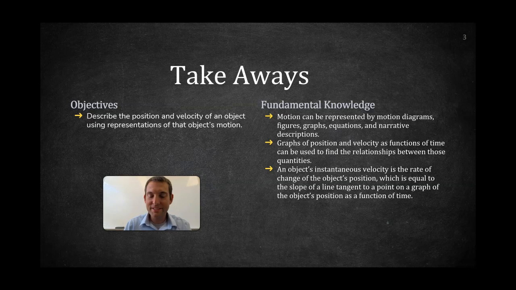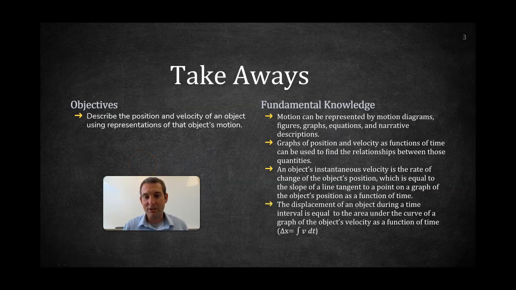And an object's instantaneous velocity is the rate of change of the object's position, which is equal to the slope of a line tangent to a point on the graph of the object's position as a function of time. The displacement of an object during a time interval is equal to the area under the curve of a graph of the object's velocity as a function of time. For the calculus students out there, you'll recognize our displacement is the integral of v with respect to t.